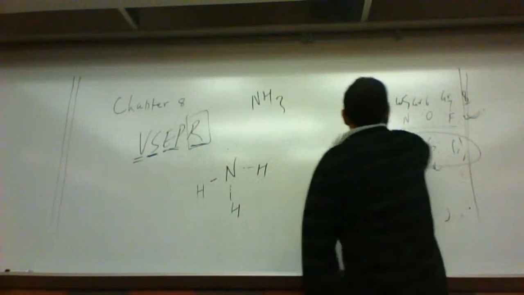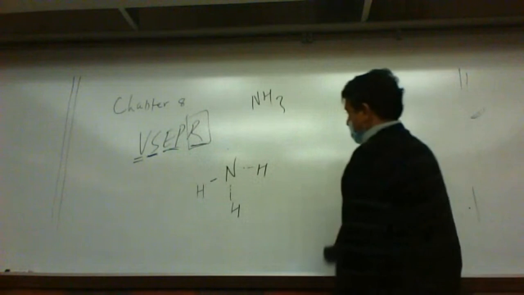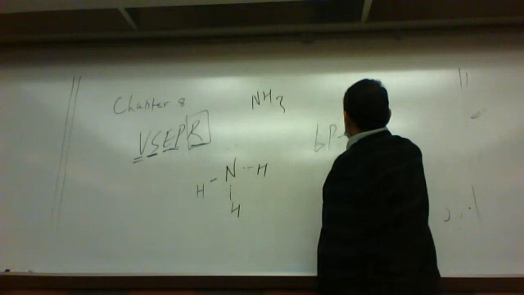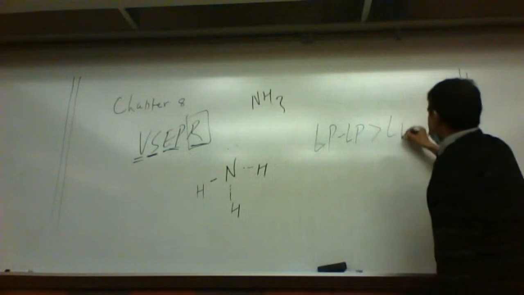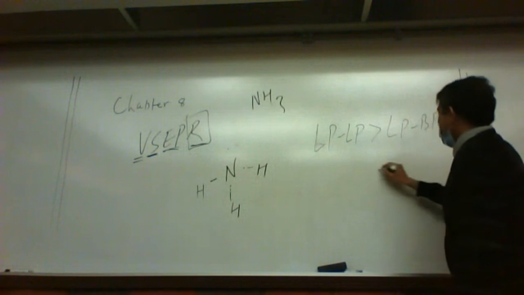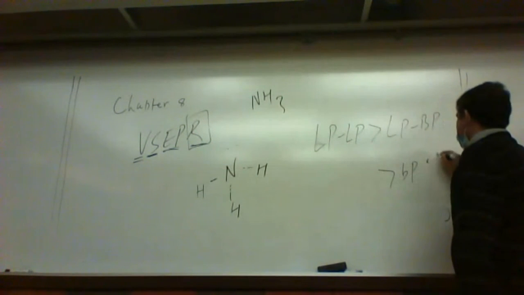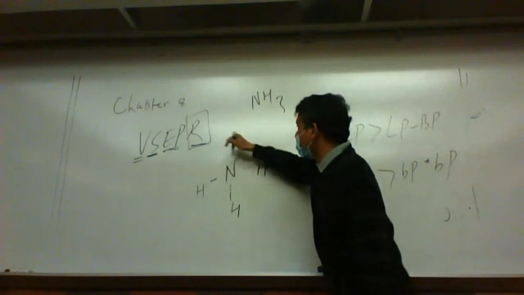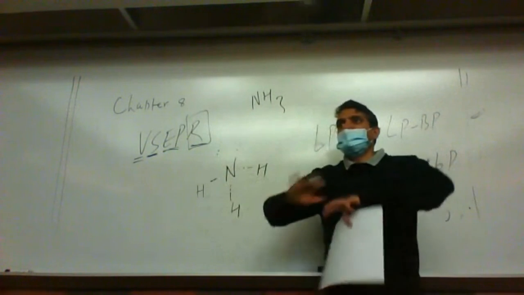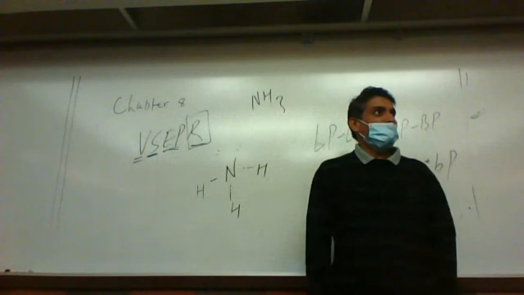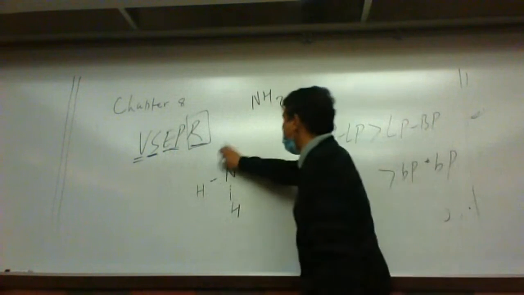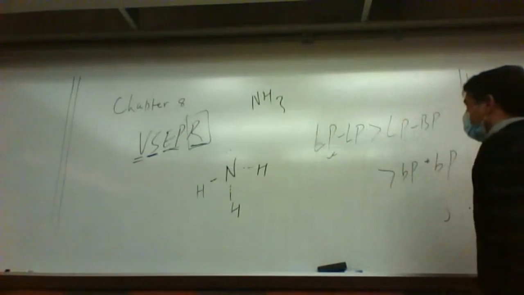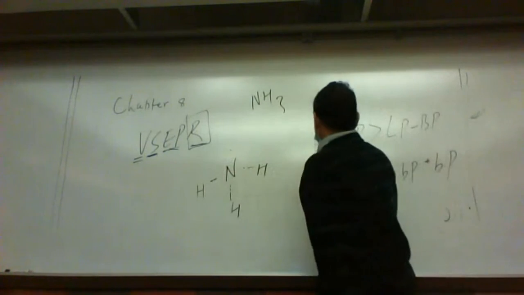Now the force of repulsion is like this. Lone pair and lone pair repel the maximum, and then lone pair and bond pair repel a little less, and then bond pair and bond pair repel the least. If there are 2 electrons here and 2 electrons here, this and this repel with a very high force. They really repel too much. But here we have only one lone pair, so there is no lone pair and lone pair repulsion.